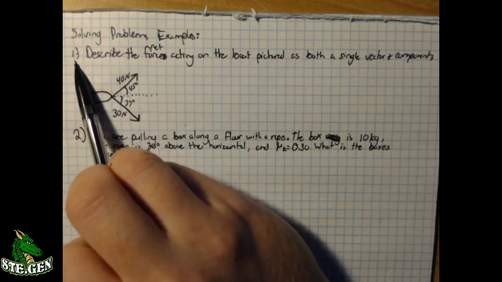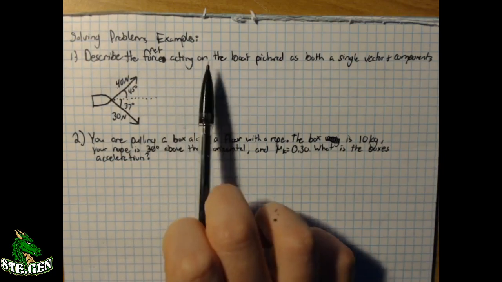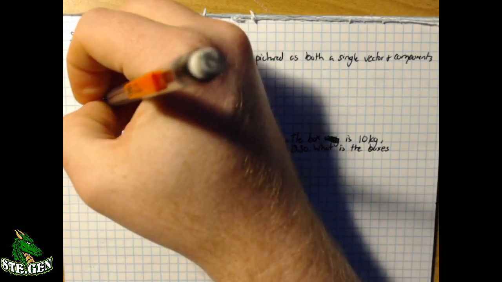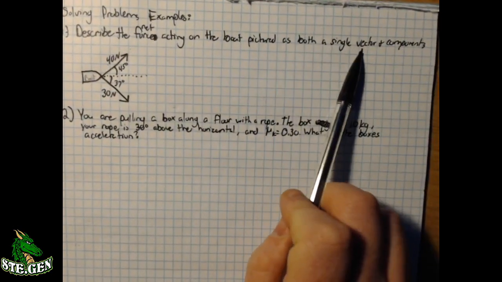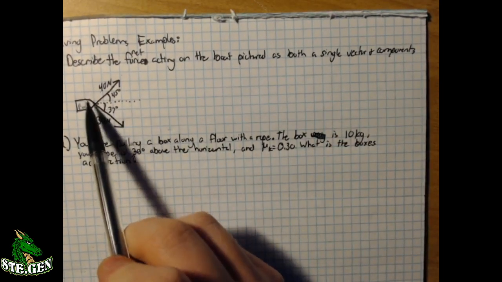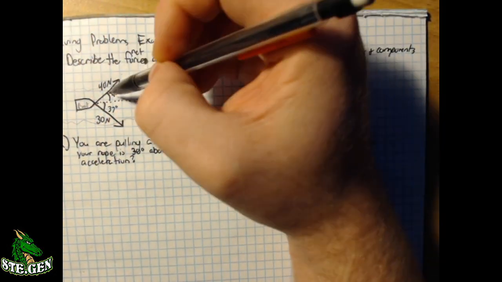Okay, problem 1. Describe the net force acting on the boat. This is a boat. Make sure it's very clear. On the boat pictured as both a single vector and as components. So we've got our boat here. We're going to pretend that it's in a stream and there are dudes standing on the sides of the river.